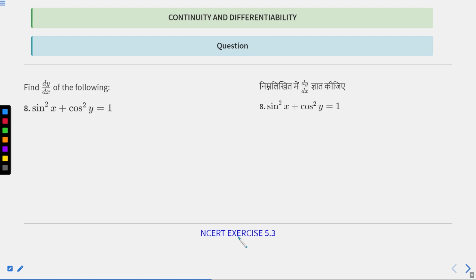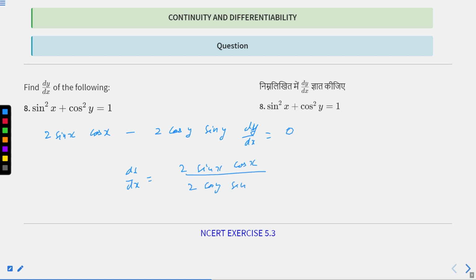Problem number 8 has the same pattern. The derivative of this will be 2 sine x cos x, plus this will be 2 cos y, and this will become minus sine y. The right side will be 0, and also the dy over dx thing. This means your answer is dy over dx equals 2 sine x cos x divided by 2 cos y sine y.